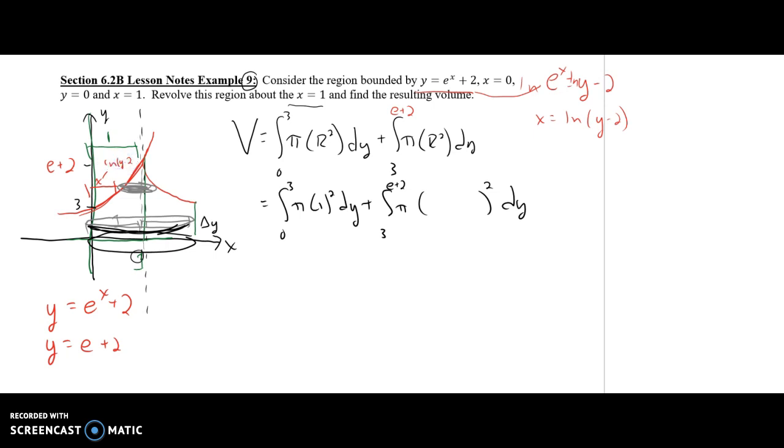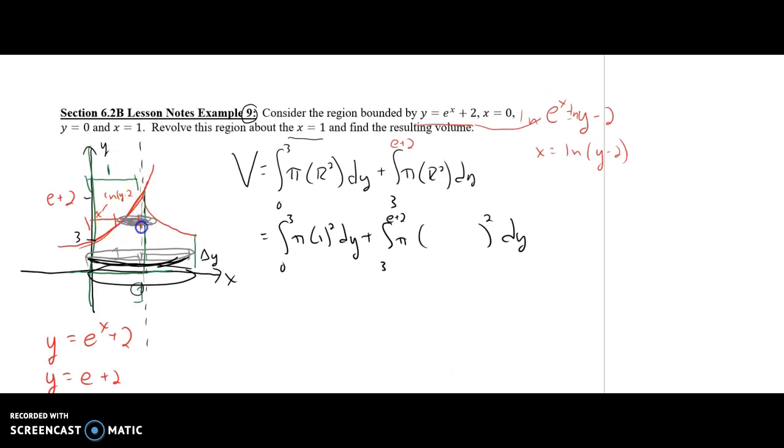But I'm looking for this radius, right? So that's going to be the green minus the red. Realistically, my radius is actually going to be 1 minus this x distance, which was the natural log of y minus 2. I didn't really need an extra set of parentheses around there.